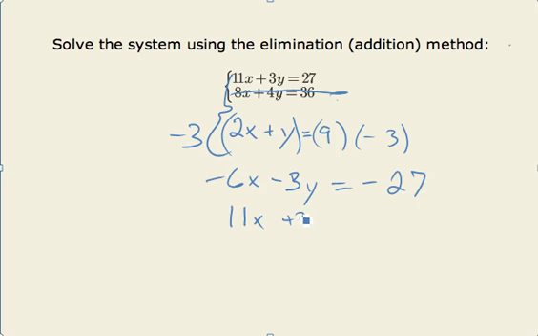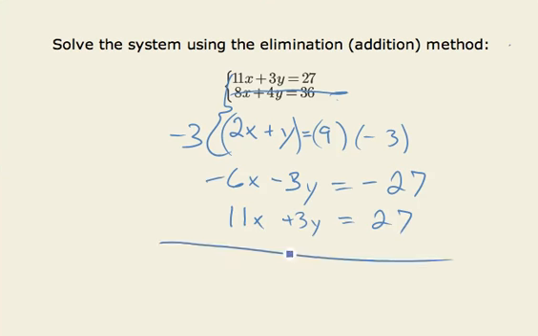11x plus 3y equals 27. And let's do the addition. Negative 6x plus positive 11x gives us 5x. Negative 3y plus 3y gives us 0 y's. We can just ignore that. 0 times y is 0. Negative 27 plus positive 27 is 0. So we have 5x equals 0. Divide both sides by 5. We get x equals 0.